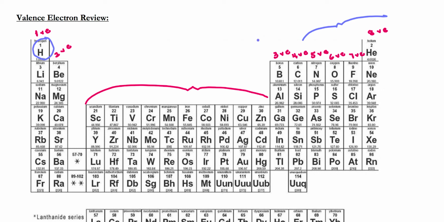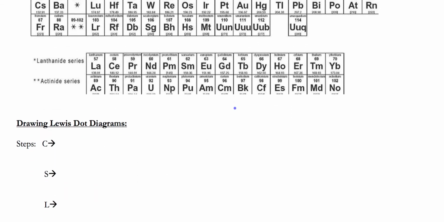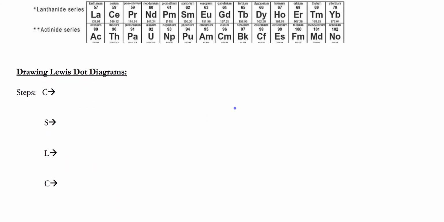Okay, so that's how you determine valence electrons. Now I'm going to show you how to draw the Lewis structure. And there are clear 4 steps that you need to take every single time you create a Lewis dot structure or a Lewis dot diagram. Okay? The first step that you have to do, you have to count your number of valence electrons. Okay. So instead of me moving on, I'm going to show you with the first example.